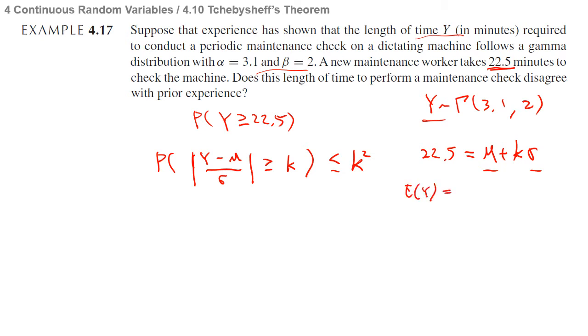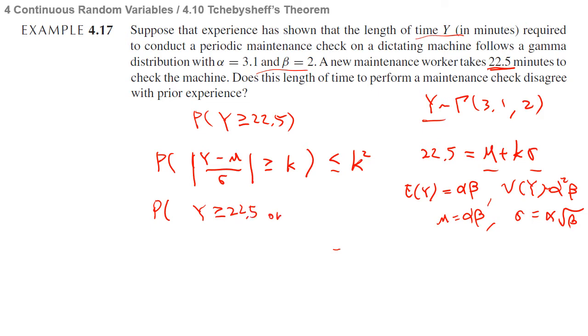For the gamma distribution, E(Y) is alpha beta, and V(Y) is alpha beta squared. So sigma is the square root of alpha times beta, and mu is alpha beta. From here, you can calculate the probability that y is greater than or equal to 22.5, or y is less than or equal to mu minus k sigma. You can calculate mu and sigma with the formula.